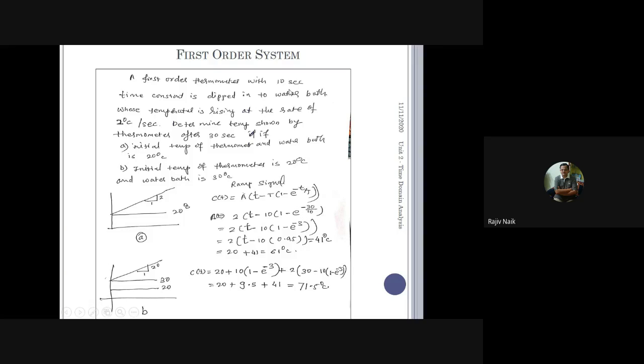Now the time constant of the thermometer is given as 10 seconds, so capital T is 10 seconds. When you are taking the measurement after 30 seconds, small t is 30. I have substituted minus 30 upon 10, minus because e to the power minus is there. So if you solve this, it will become approximately 41 degrees centigrade.